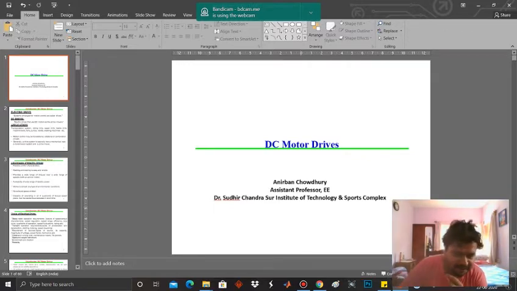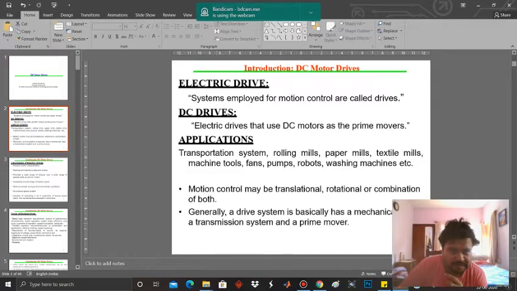Now the methods are different, the applications are different. So the first type of drives which we will study, that is the DC motor drives. So an overview is given over here, that what is an electric drive. This we have already discussed, so I will not go deep into the details. Of course, systems employed for motion control are called drives.